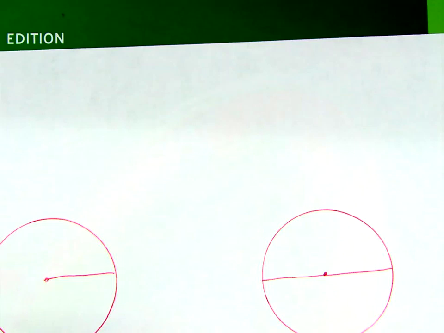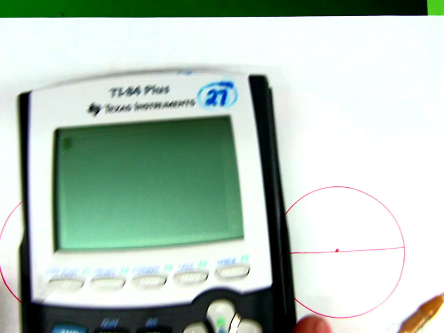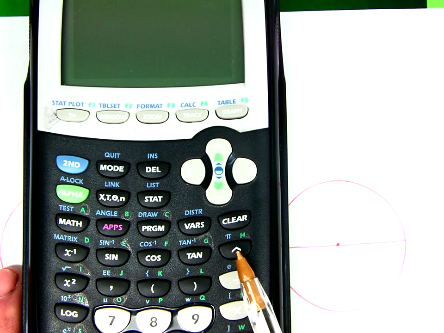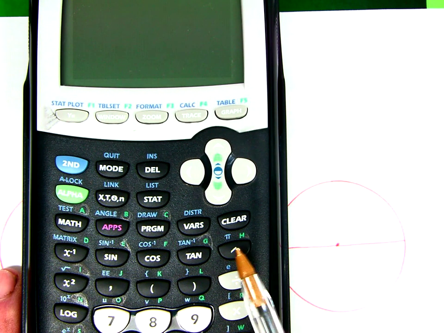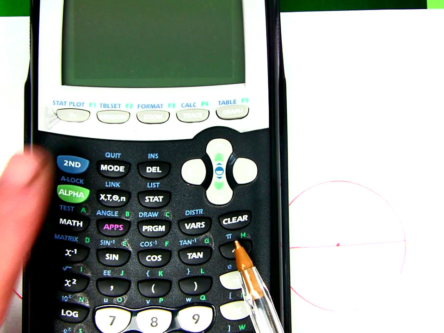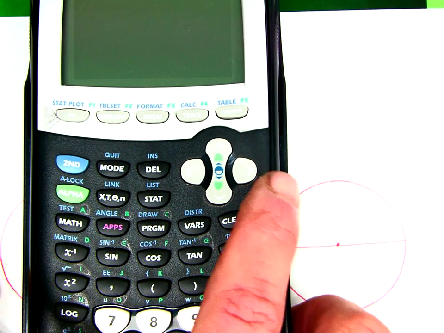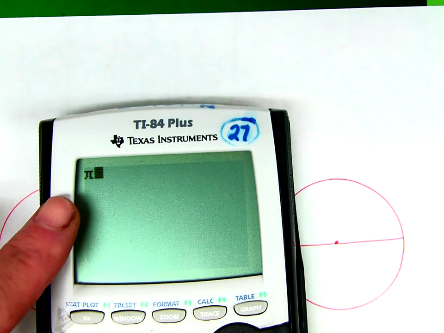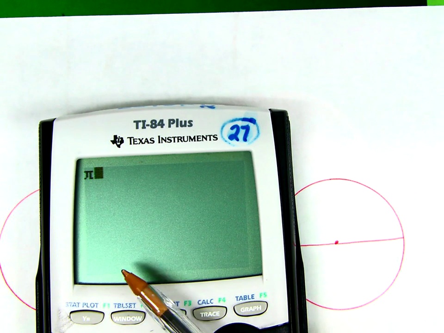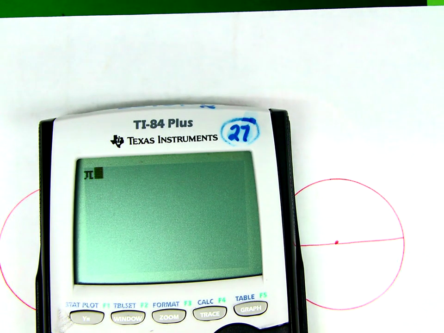Area and perimeter of circles. So let me point out first on the calculator, right here above the rooftop, caret key, here's the divide, here's the rooftop. Right above this key in blue is the pi symbol. To do pi in your calculator, you push second and then the rooftop button, and it brings pi up on the calculator.